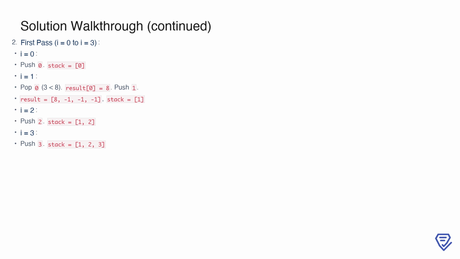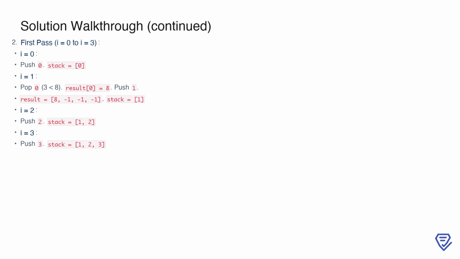For I equals 0, we push the index 0 onto the stack since it is empty. The stack becomes 0. For I equals 1, the current value is 8, which is greater than the value at index 0 in the stack. We pop index 0 and update result 0 to 8. Then, we push index 1 onto the stack, making it 1.